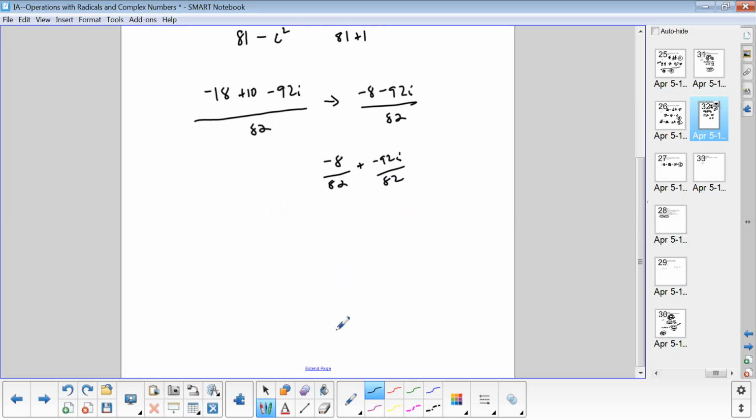So you try to simplify it as much as you can, and you would just look for common factors. So you just continue to simplify that. And so the -8 and the 82 are both divisible by 2. So -4/41 plus -46i divided by 41. Or you could just use 41 as one denominator and have -4 minus 46i. And that would be your result.